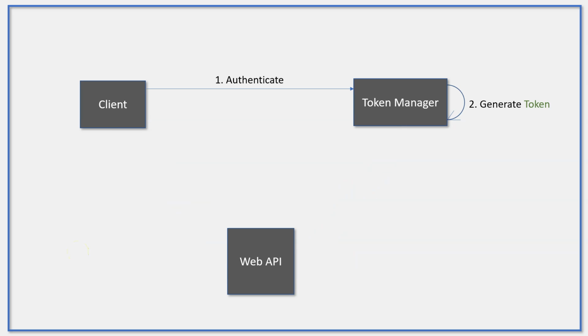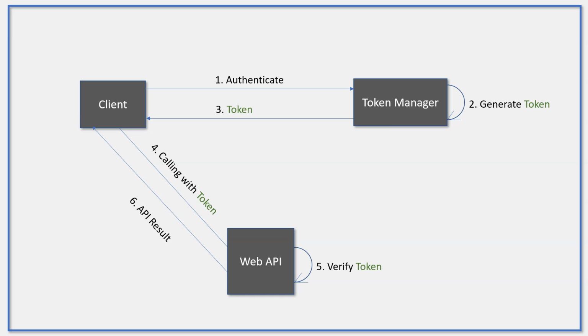Still the same thing: we're going to authenticate against the token manager, and then we'll generate the token, we'll return the token, and then we'll call the Web API with the token, but here we're going to verify the token right within the Web API. And then we'll return the API result if the token is verified successfully. So then we don't need to verify the token against the token manager. The token manager actually becomes an authentication endpoint where it will just authenticate and generate the token. It doesn't do anything else. JSON Web Token will help us to achieve this.